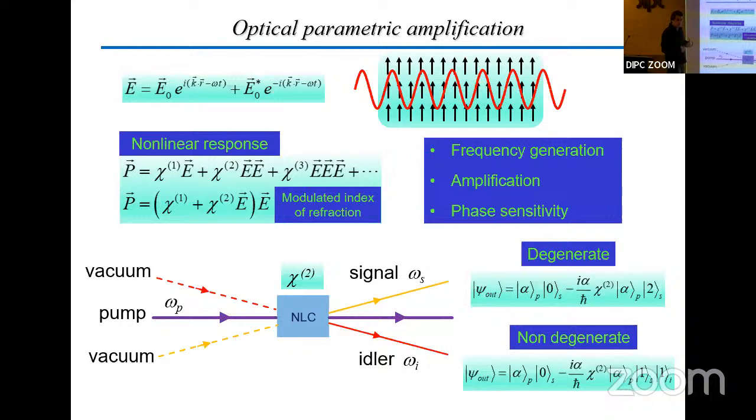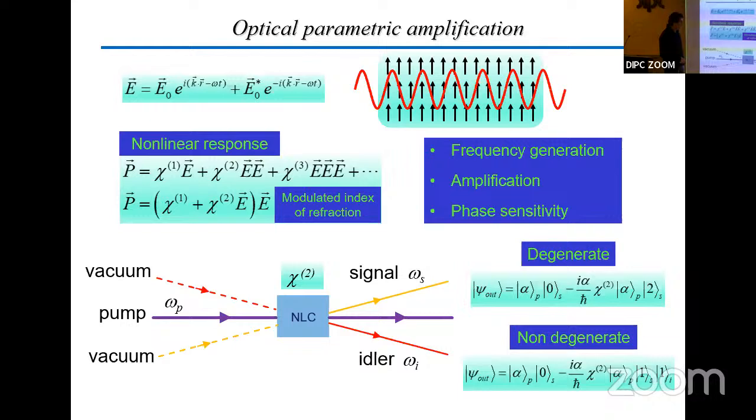The non-degenerate case is when you can somehow distinguish the photons with some degree of freedom. It could be the direction of emission, the longitudinal mode, the polarization for type 2 phase matching, for example, or it could be orthogonal transverse modes, for example different OAM. So this is the non-degenerate case.